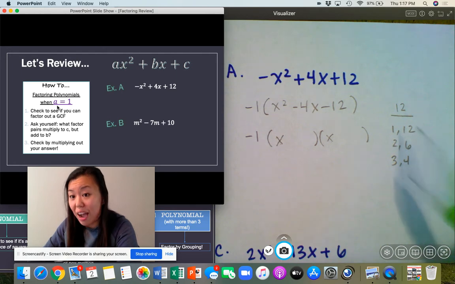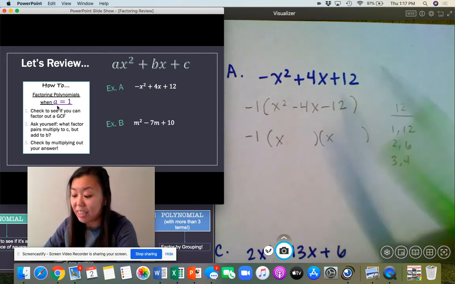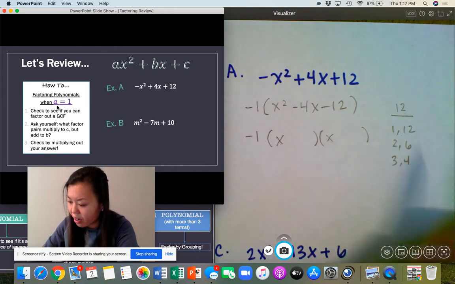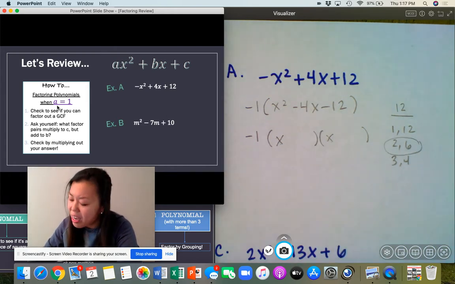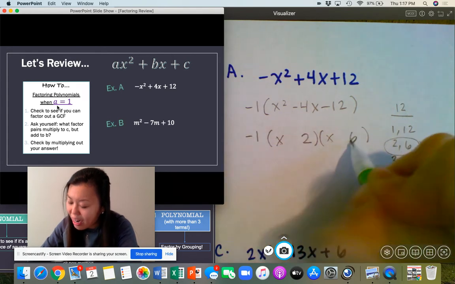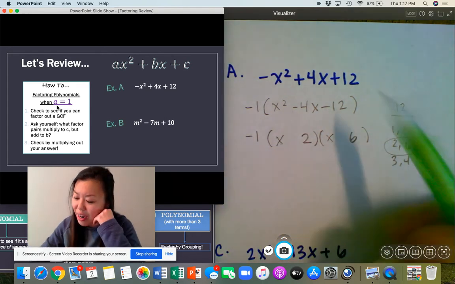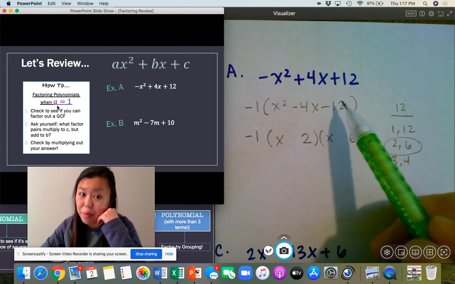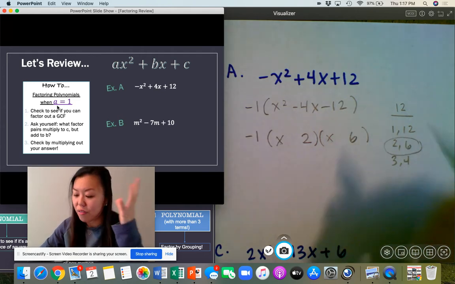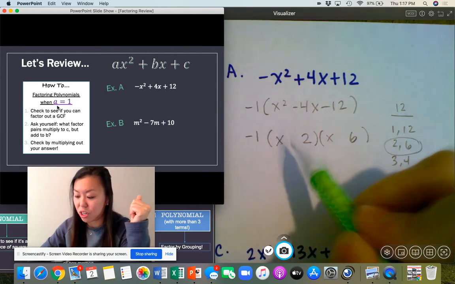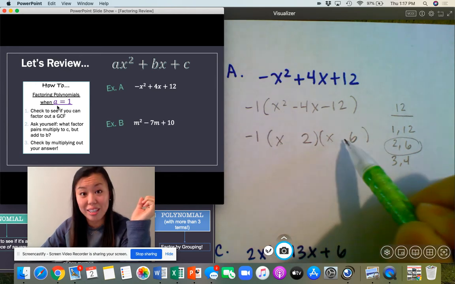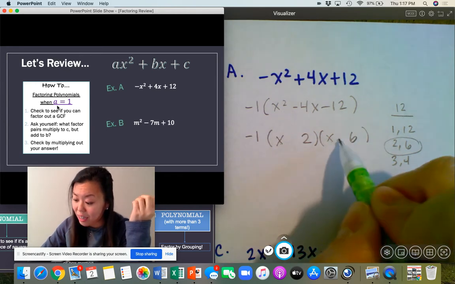Now looking at my factor pairs, I'm going to ask myself, which one of these factor pairs results in a sum of 4? All right, 2 and 6, right? Now I'm going to place my 2 and 6 here, and I have to play around with the negatives now. Now I know if my product is negative, I have to have two different signs. So I have to decide where that negative goes. Should it go here next to the 2 or here next to the 6? That's correct, next to the 6.